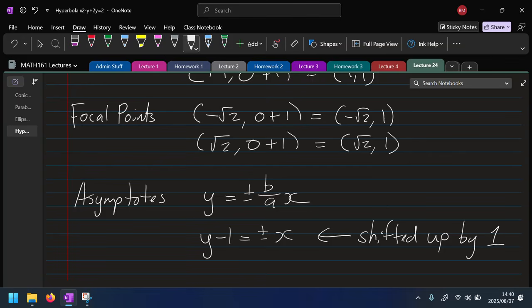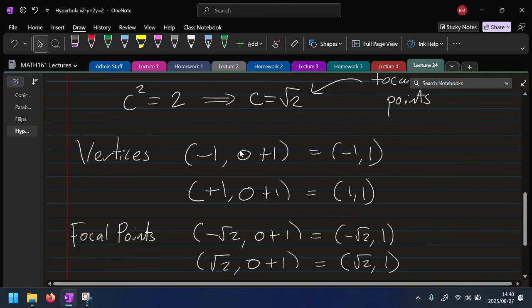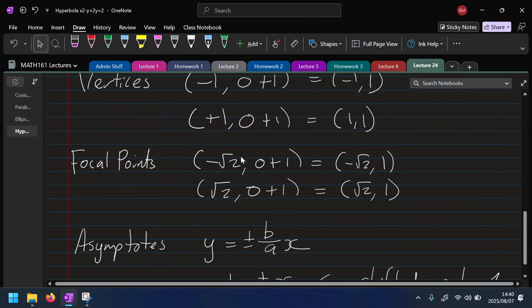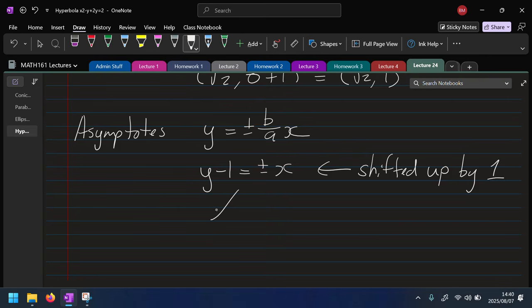Okay, so again, whatever shifted, you do everything exactly the same, and then at the end, you just shift everything up. So like we did here, the vertex was -1, 0, but then shifted up. Focal point was -√2, 0, but then shifted up. The asymptote was y equals plus or minus x, but shifted up. You always just add the but shifted up every time. Okay, so this will give us two asymptotes, one with the plus, one with the minus. So it will be y equals x plus 1 and y equals minus x plus 1. Okay, you got your plus asymptotes and your minus asymptotes.